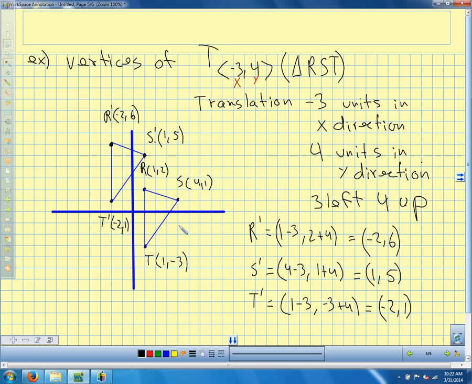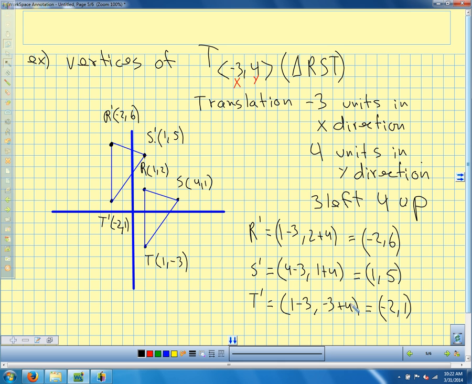I think counting squares is a little easier, but you can do it this way as well. All I'm doing is taking this number and putting it with the x coordinates, so subtracting 3, taking this number and putting it with the y coordinate, adding 4. That's what this translation is telling me to do. 3 left, up 4. -3 in the x, positive 4 in the y, for each one of those. Everybody good there?